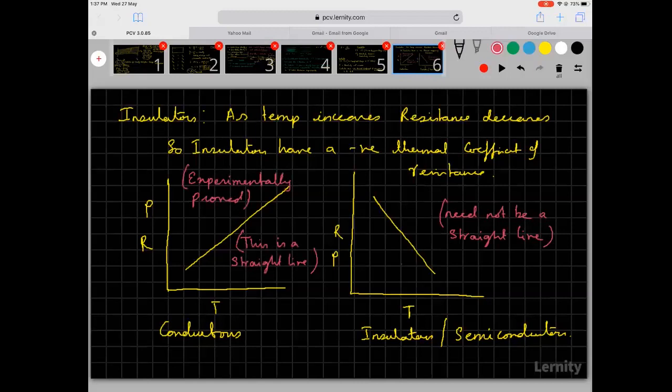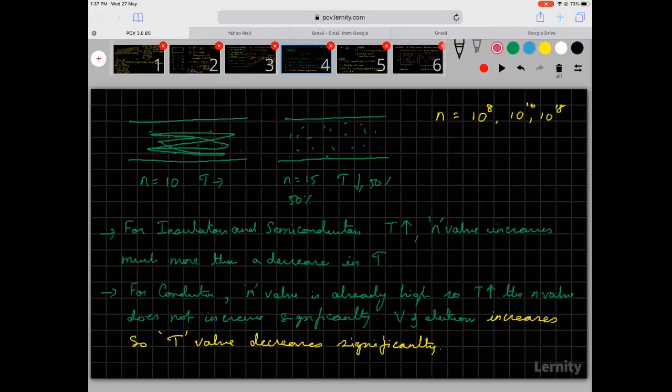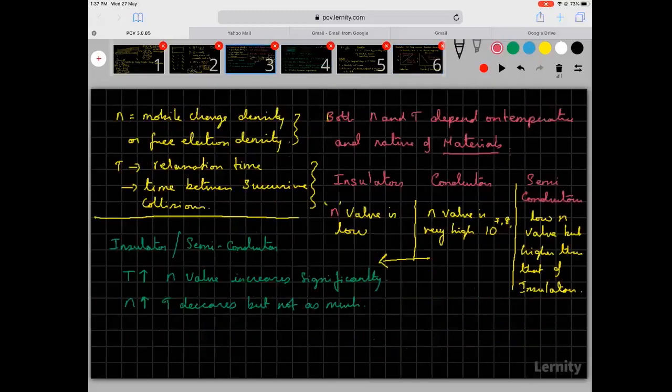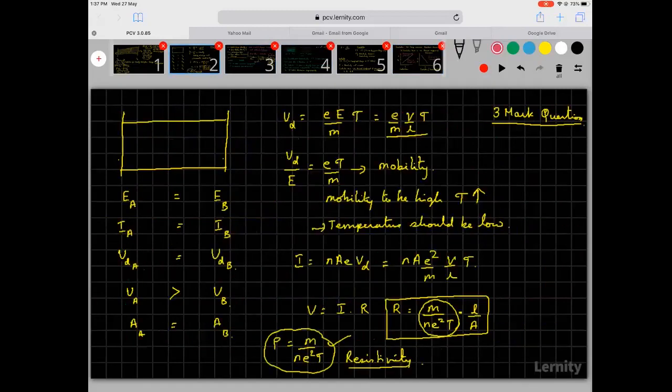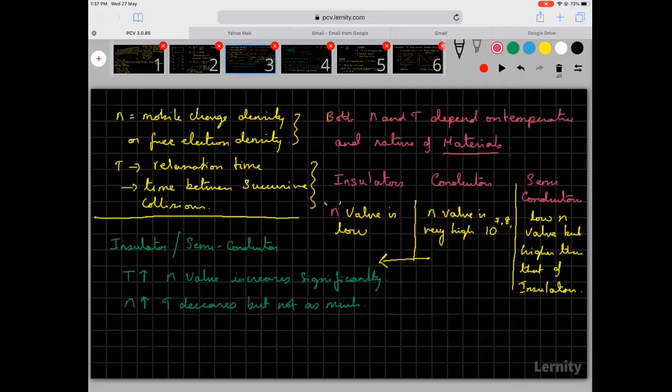So what we have done is we looked at this whole concept of resistivity, resistance. Resistance is equal to rho L by A, we learned that in our lower classes. So rho is equal to m by n e squared tau. It is a constant for a given material at a given temperature. That's why it's called a constant. Now, how does this resistivity change? Resistivity changes for different materials.